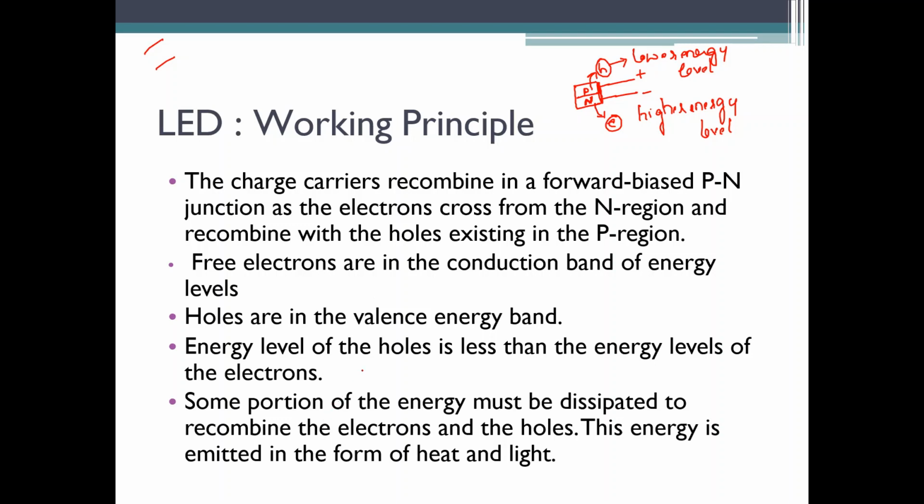So what basically happens when I connect the positive terminal to the p-type and the negative terminal to the n-type? So obviously it is forward biased. There will be a junction here. So this is n-type and this is p-type. This is at a higher energy level and this is at a lower energy level, right? This is connected to the negative terminal and this is connected to the positive terminal.